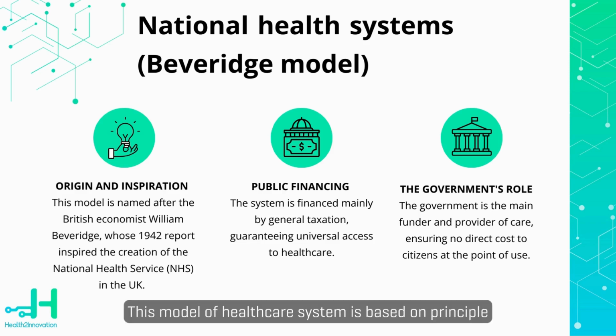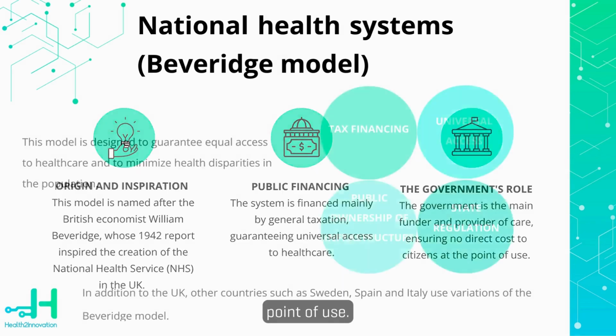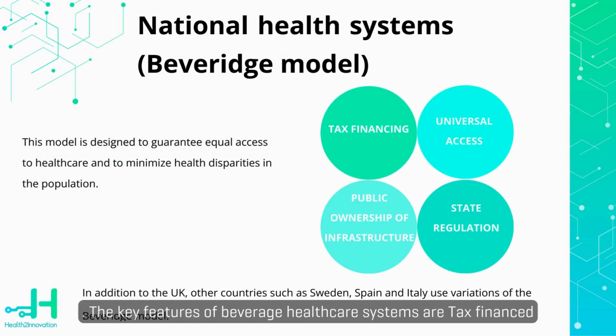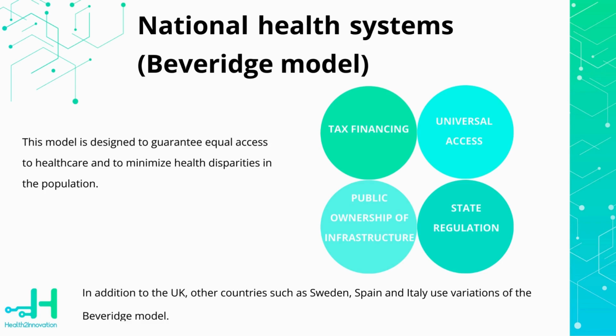This model of healthcare system is based on the principle of public funding, mainly through general taxation. In a Beveridge system, the government is both the main funder and provider of healthcare services, meaning that healthcare is generally available to all citizens without direct charge at the point of use. The key features of Beveridge healthcare systems are: tax-financed. Health services are financed by tax revenues, making them accessible to the entire population, regardless of their individual financial means.